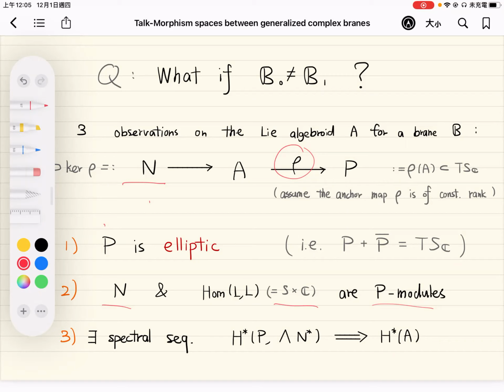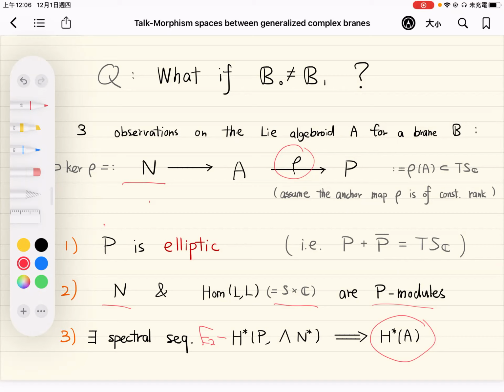And the third observation is that indeed we have an approximation of the cohomology of the Lie algebra given by a spectral sequence. The E2 page of the spectral sequence is the cohomology with respect to P, with values in the exterior algebra of the dual of the N here.